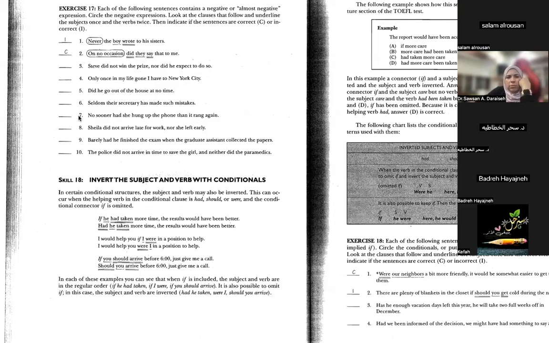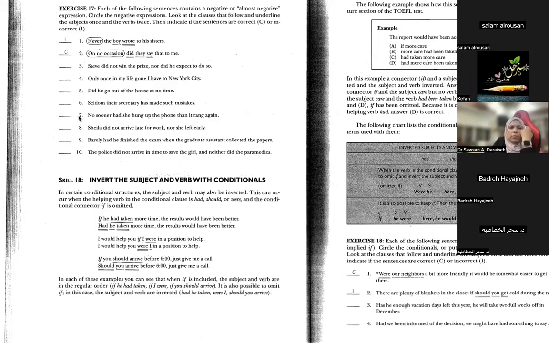Seldom their secretary has made such mistake. Seldom is the negative expression. First of all, is this sentence correct the way it is? No. Is it correct or incorrect? Incorrect. It must be: Seldom has their secretary made such mistakes. Correct. This is how it should be corrected.